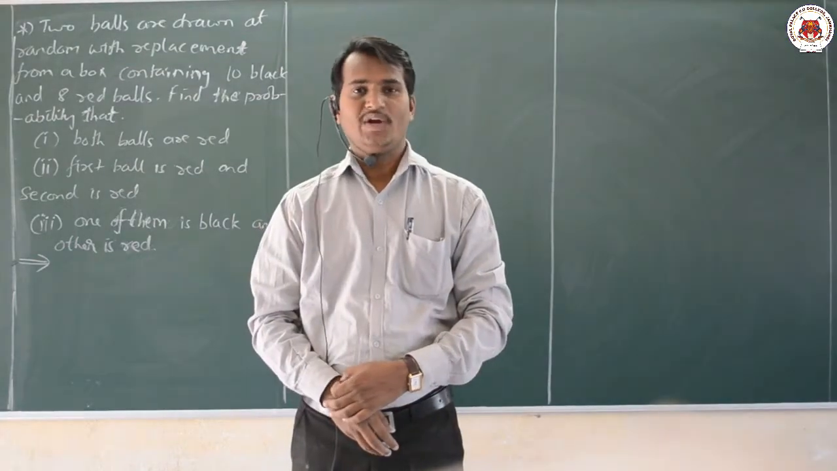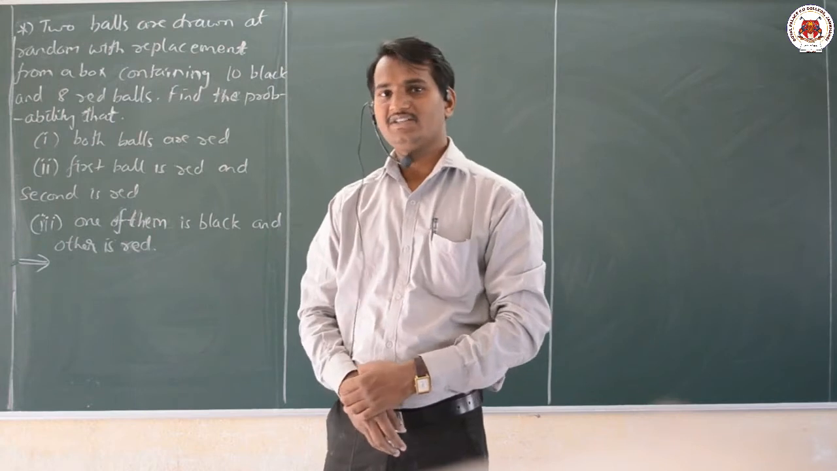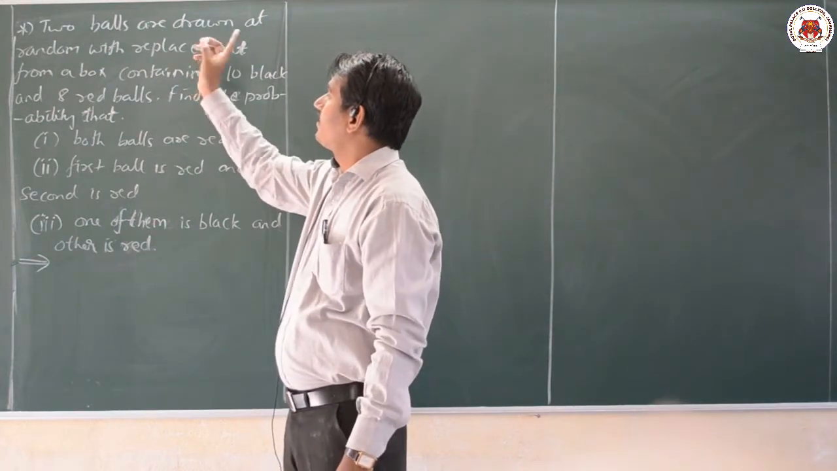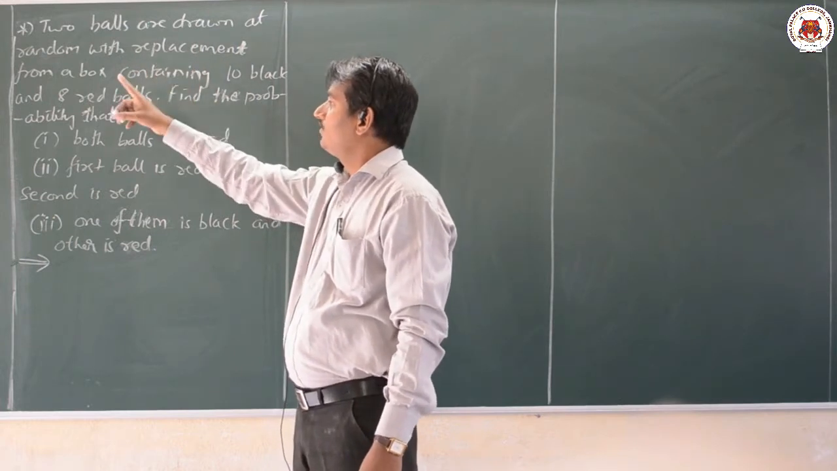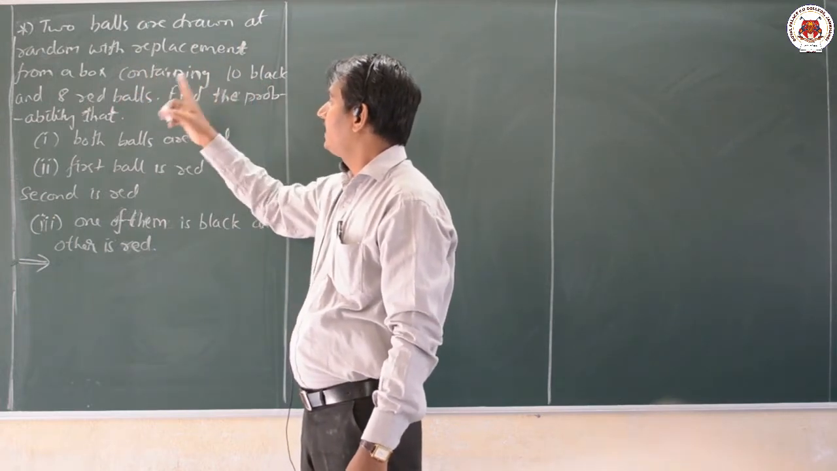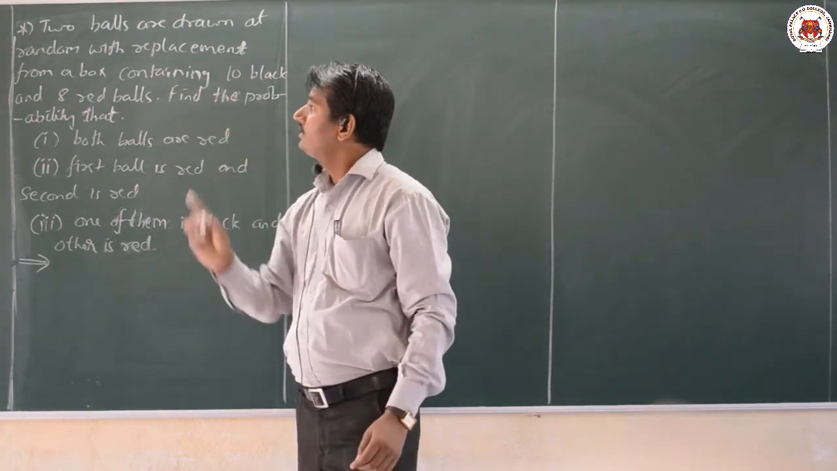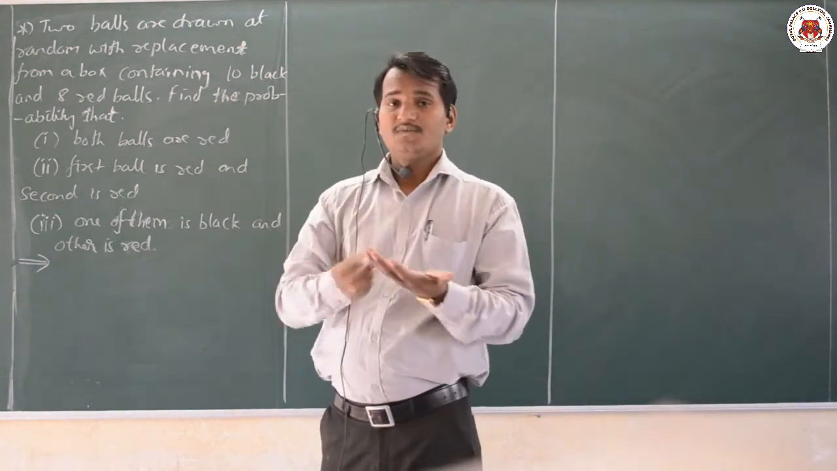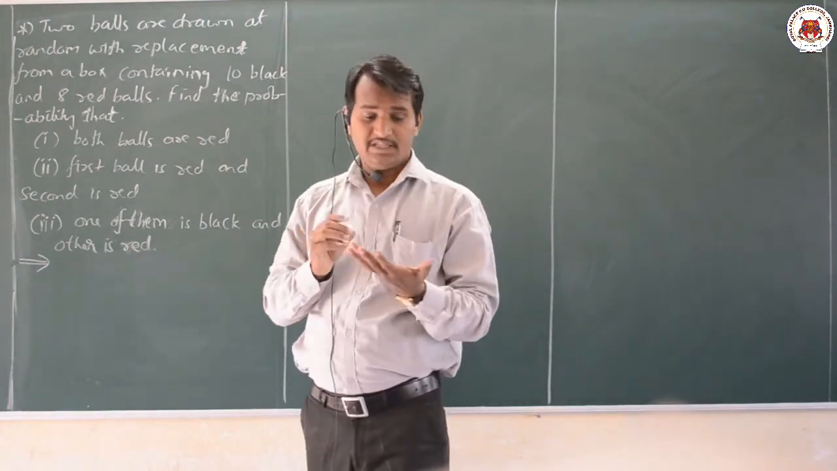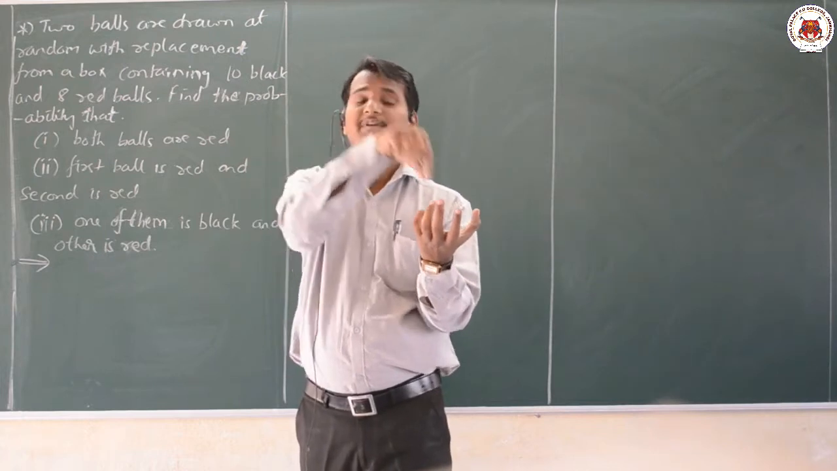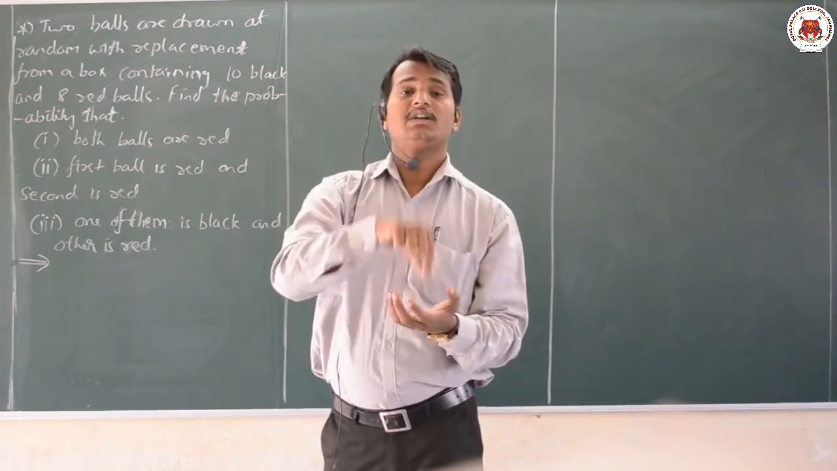Okay, dear students, now let us begin with the next problem here. It is also very simple. Now here we can observe that 2 balls are drawn at random with replacement from a box containing 10 black and 8 red balls. What do you mean by that? Here 2 balls are drawn at random, one after the other with replacement. That means from one particular box, if you are choosing one ball, again I am keeping it back. That is what it means, with replacement.